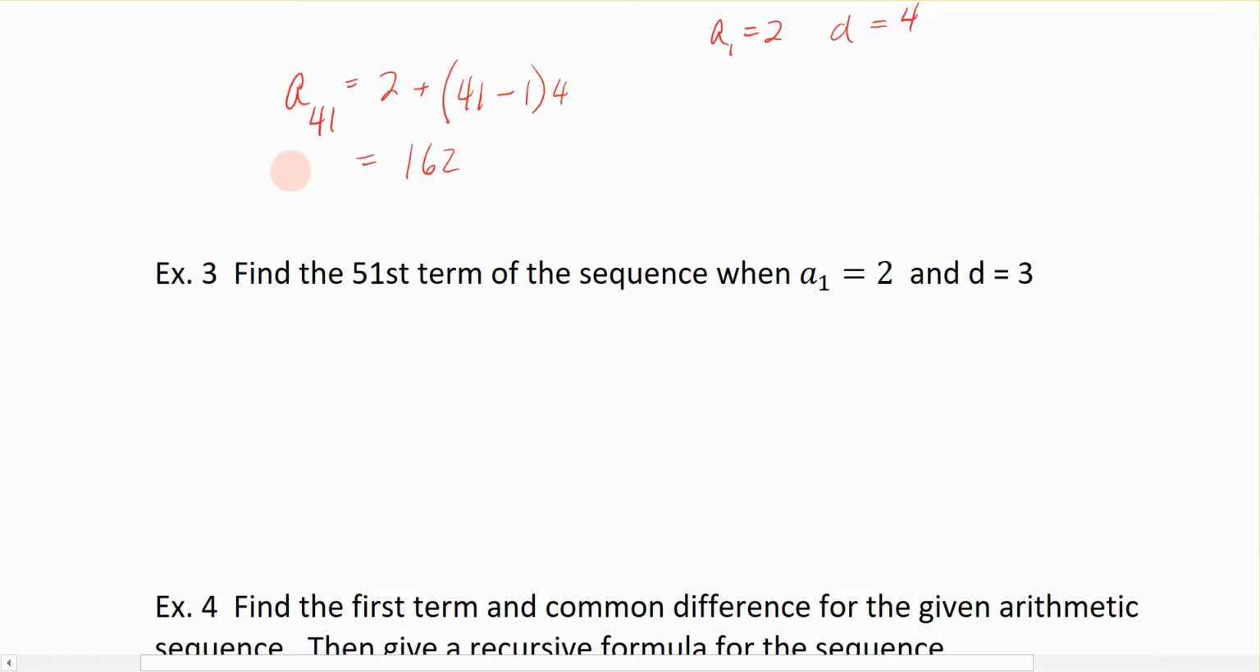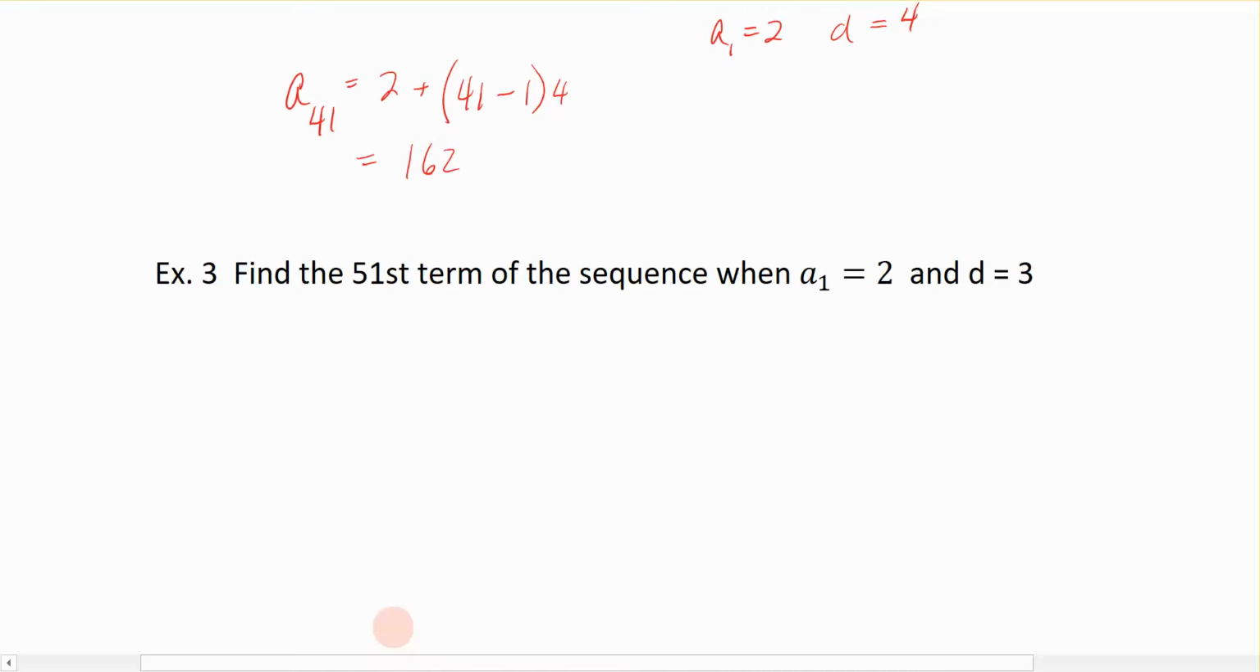All right, let's try that again in this particular example. This time I want to find the 51st term of the sequence, and I'm given a1 and d. So I don't have to do anything fancy with this one, do I? I don't have to try to find a1. I don't have to try to find the common difference. So I'm just going to apply the formula that was given. The formula says a sub n, where n is 51, is equal to the first term plus 51 minus 1 times the common difference of 3. So this would be 2 plus 50 times 3, or in other words, 152.